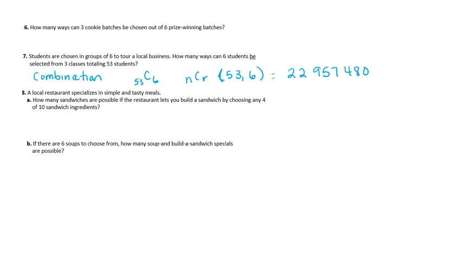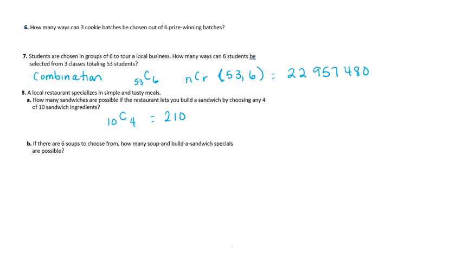A local restaurant specializes in simple and tasty meals. How many sandwiches are possible if the restaurant lets you build a sandwich by choosing 4 of 10 ingredients? So that's basically what we did up there. So that's still 4 ingredients taken 10 at a time. And when we did that, we got 210. So that's like example 1.